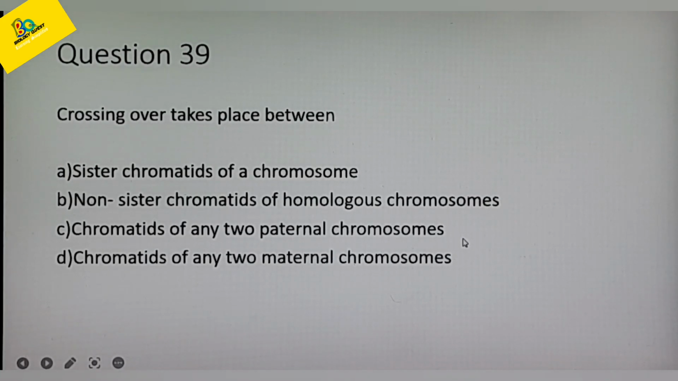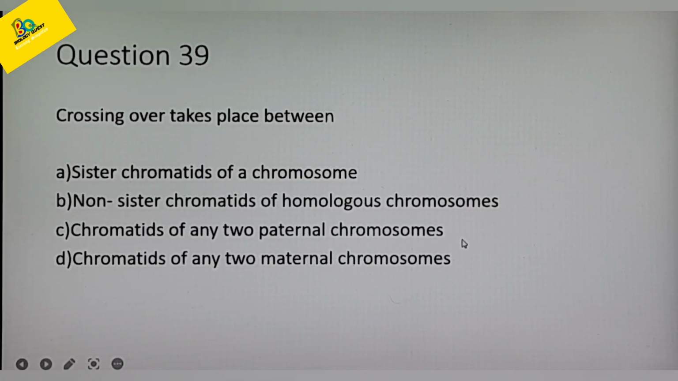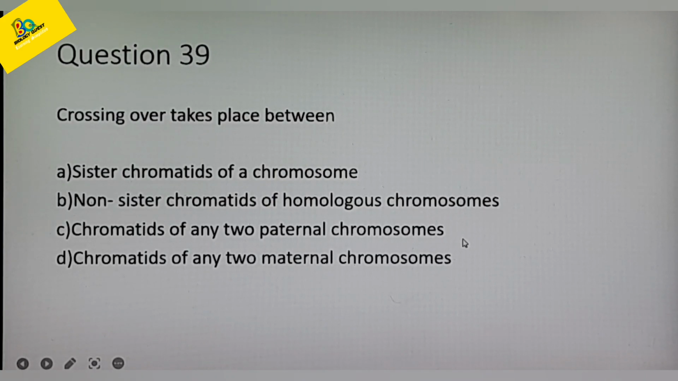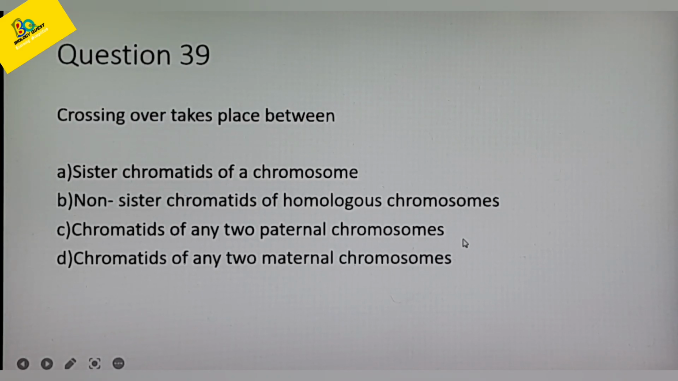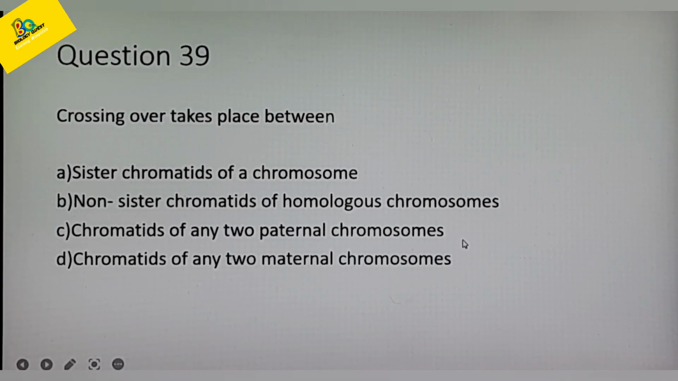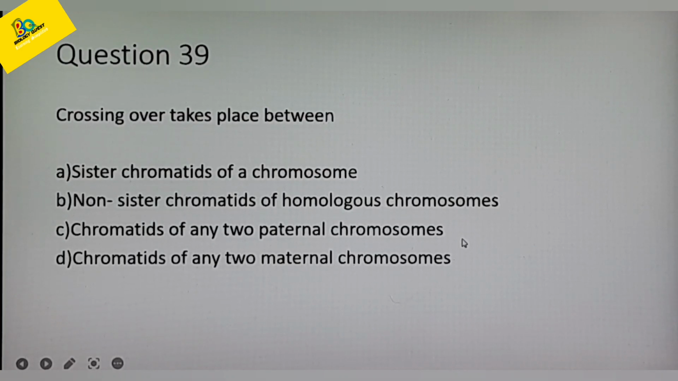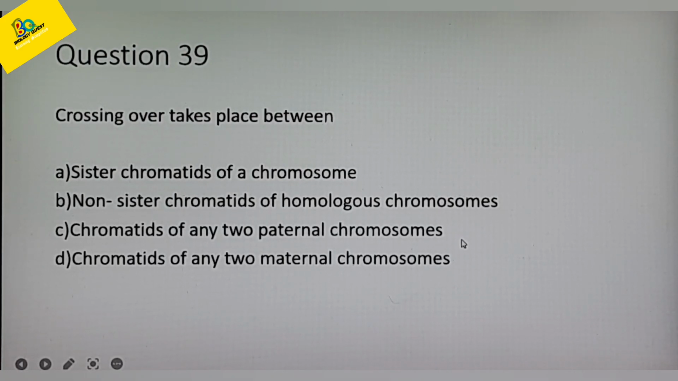Next question, crossing over takes place between. What is crossing over? Crossing over refers to the exchange of genetic material taking place between. Options are A, sister chromatids of a chromosome, B, non-sister chromatids of homologous chromosomes, C, chromatids of any two paternal chromosomes, D, chromatids of any two maternal chromosomes. So always remember, crossing over takes place between non-sister chromatids of homologous chromosomes.